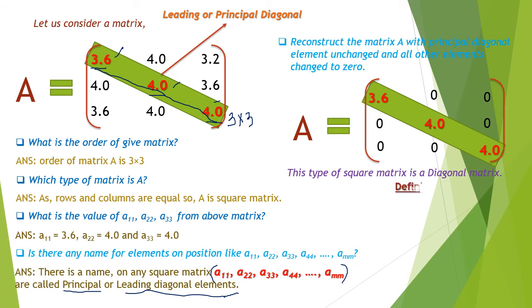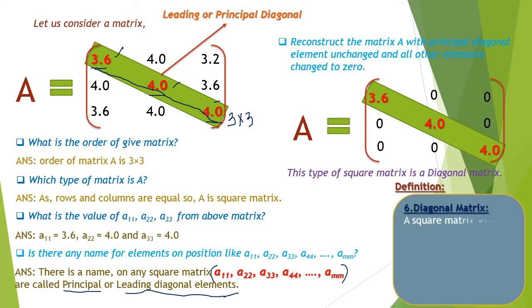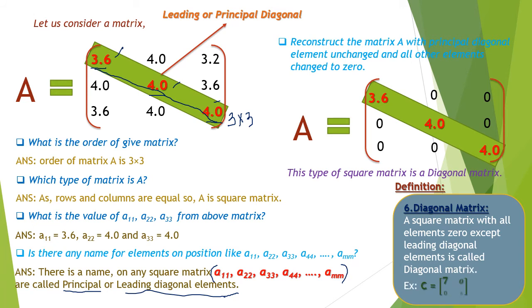Now let's see the definition, and it's type 6. You can see the definition on your screen. A square matrix with all elements zero except leading diagonal elements is called a diagonal matrix. So to be a diagonal matrix, it must be a square matrix, as well as the leading diagonal elements must be non-zero. So note this down.